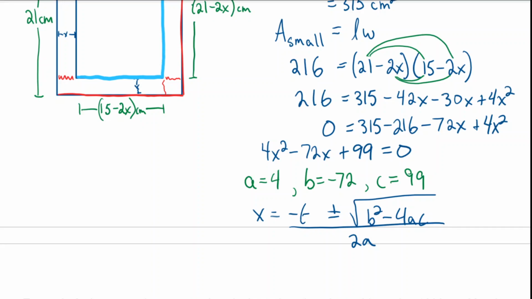Replace these variables with the appropriate numbers. So we have negative 72 for b. And replace the a and the c values. So a is 4, c is 99, and we put it like this. If you do this in your calculator, you should eventually get x equals 1.5 or x equals 16.5.